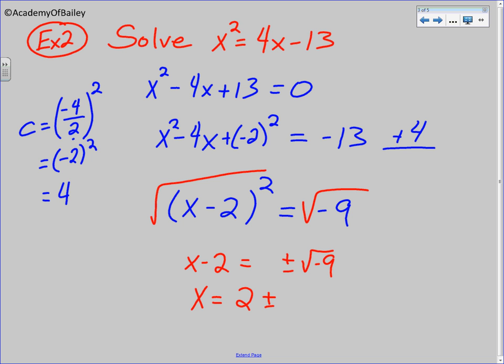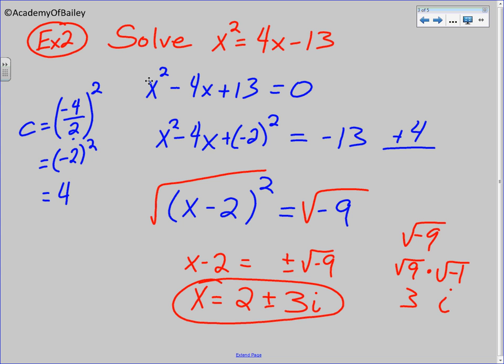And now, what's the square root of -9? Well, the square root of 9 is 3, and what's the square root of -1? It's i. And so therefore, the two solutions there, these are not real solutions, these are imaginary solutions. It's 2 plus 3i, and the other one 2 minus 3i, and that's where you get both of your solutions, because one time you will add and then the next time you will subtract.